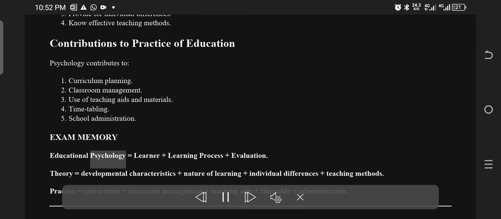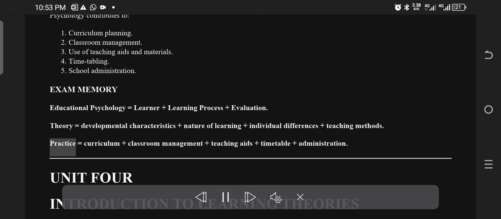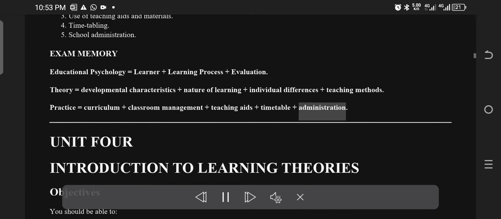Educational psychology equals learner plus learning process plus evaluation. Theory equals developmental characteristics plus nature of learning plus individual differences plus teaching methods. Practice equals curriculum plus classroom management plus teaching aids plus timetable plus administration.